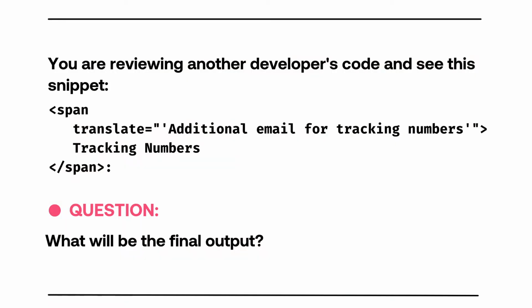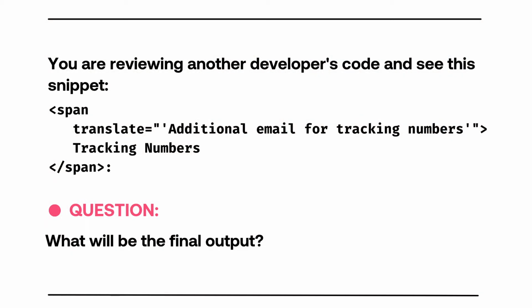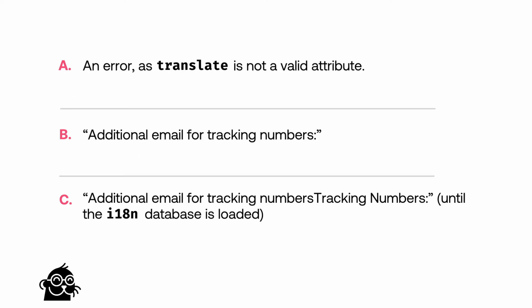You are reviewing another developer's code, not your code. So let's see what they're going to write here. And you see this snippet: span, translate, tracking numbers, close span. What will be the final output? All right, so what is this good output we're going to see here?